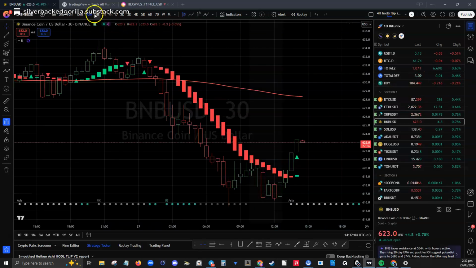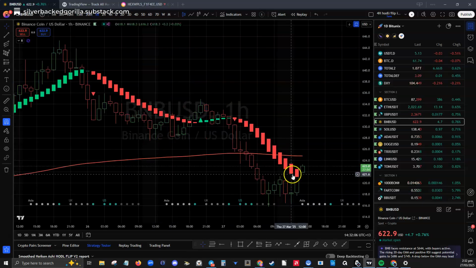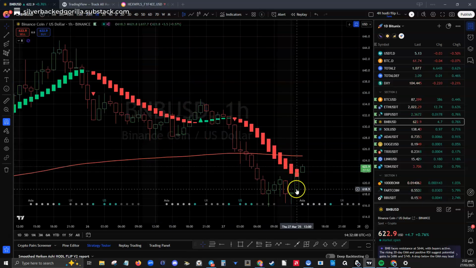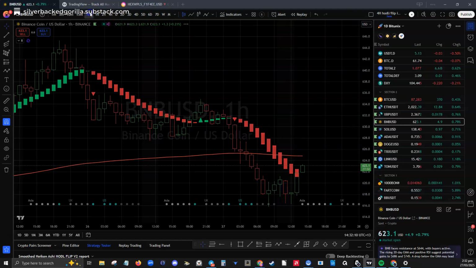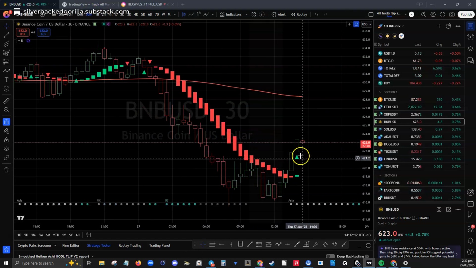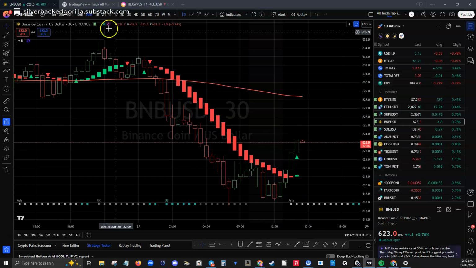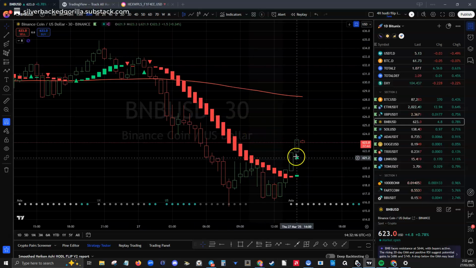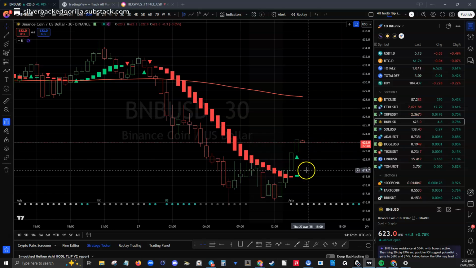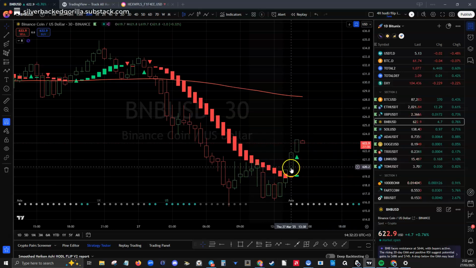BNB. Let me look on the hour first. BNB is breaking through here on the hour, but we don't know whether it's going to get rejected. Let me see the 30 minute. 30 minute would have broken through, and we've got a change of trend. 30 minute is actually quite reliable, but again, you don't want it to jump at shadows. You want that to come back to retest here, probably the base of that candle there.